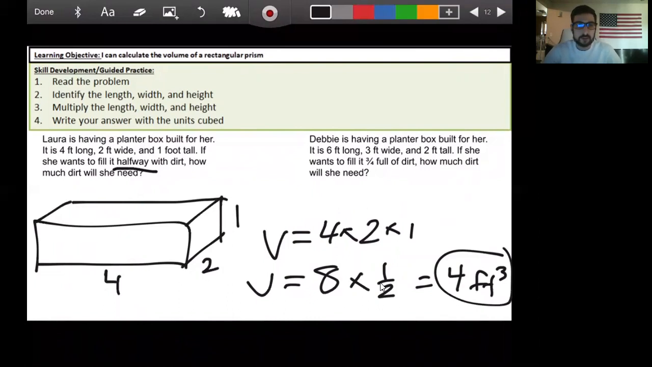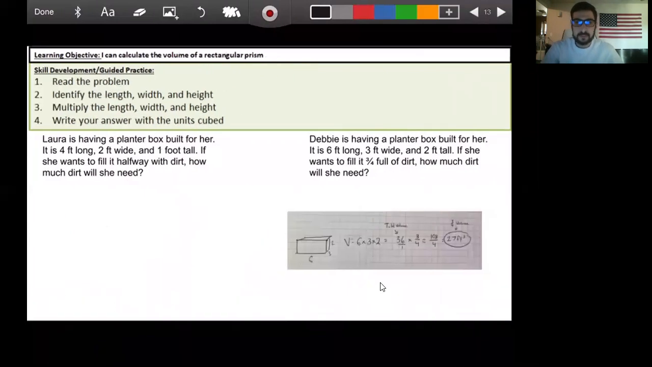Go ahead and pause your video, work on the one on the right. Pay attention to the amount that it wants to be filled on this one. So your original volume would have been 36, then multiplying that times the 3/4 that it wants, you would have ended up getting 27 feet cubed for your volume.